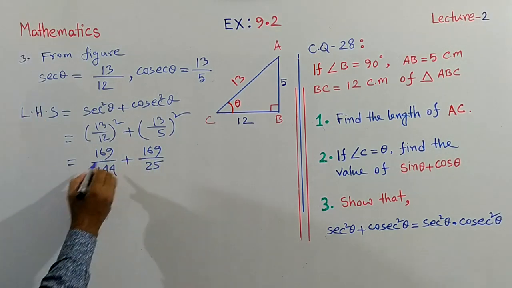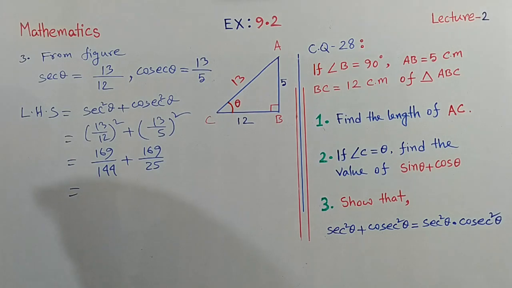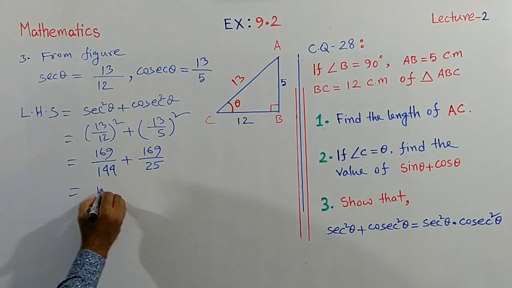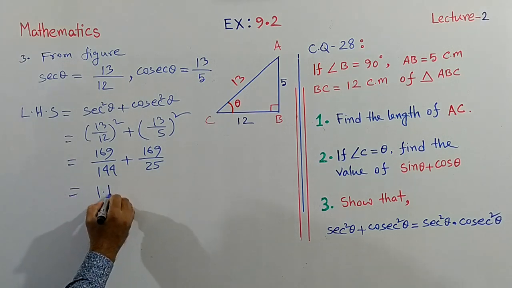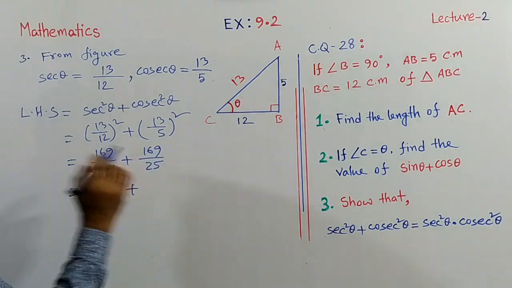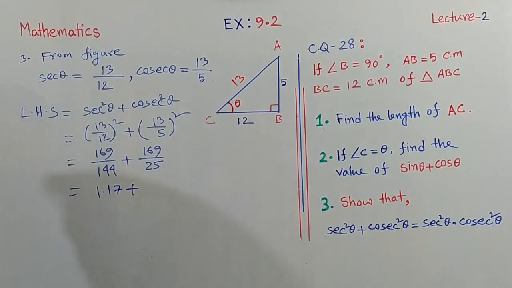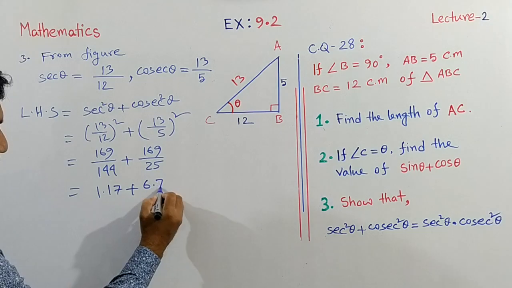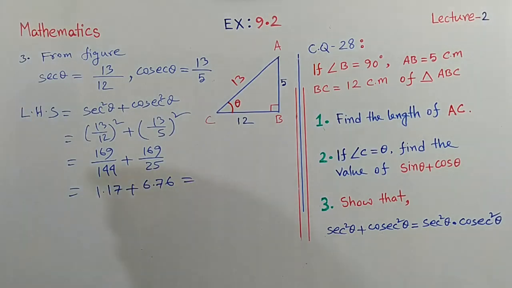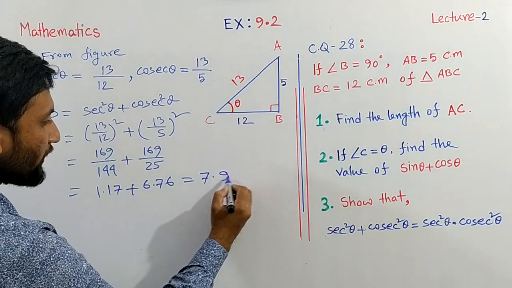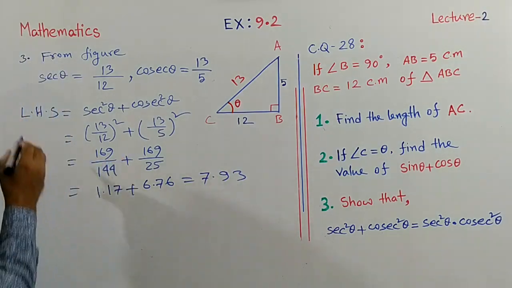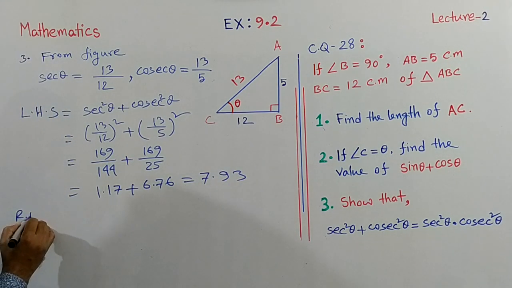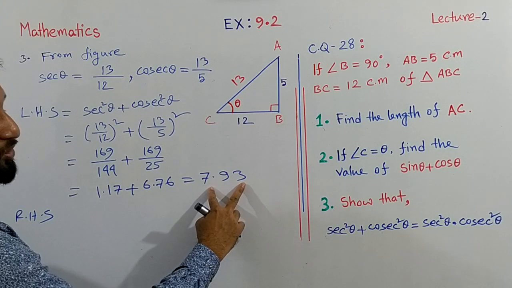So here, 169 divided by 144 is 1.17, and plus 169 divided by 25 is 6.76. So adding these two, we have the value 7.93. Okay. Now again, the left hand side value is 7.93.